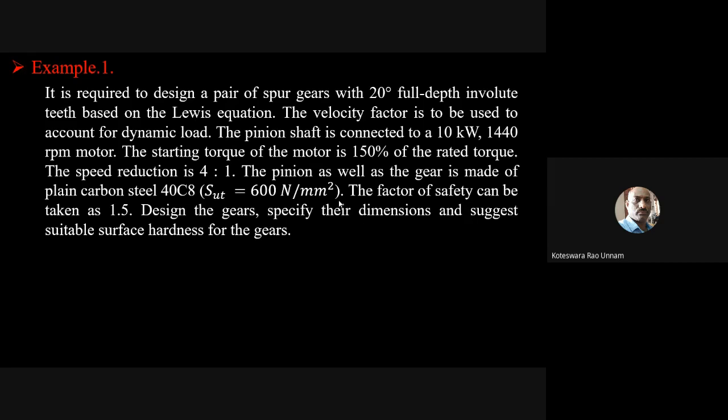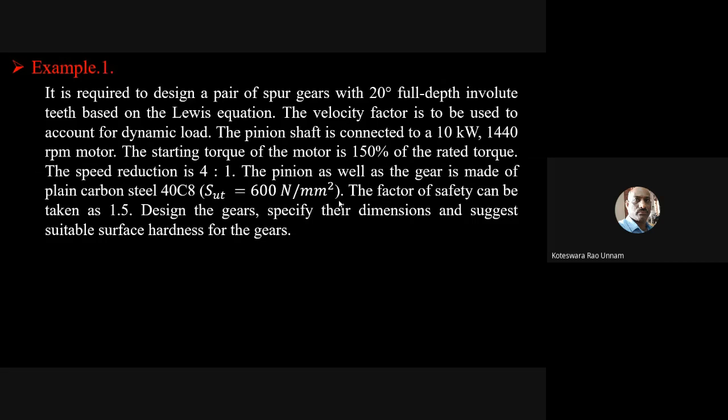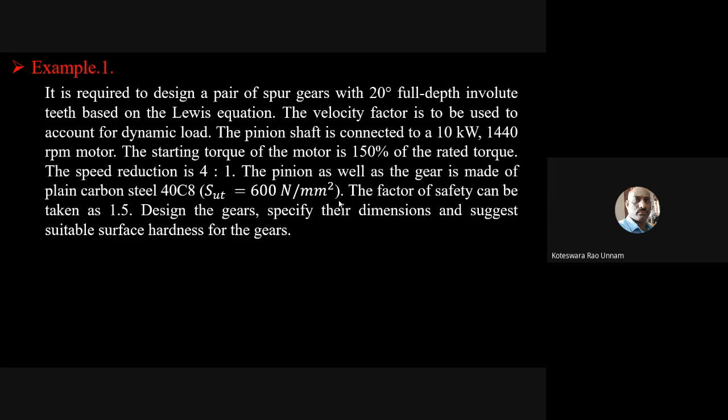So in our problem he has given 4 as the standard value for a single stage. You can see that only a pair of spur gears means it is a single stage gear train. So 4 he has given, so 4 is there in the table, so you can see that also. If that is also not mentioned, you have to take that value from this table. You cannot take randomly any other value, so you have to use only this.